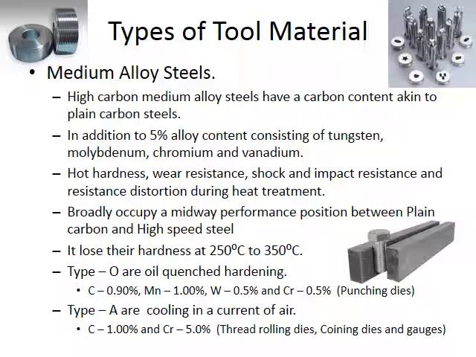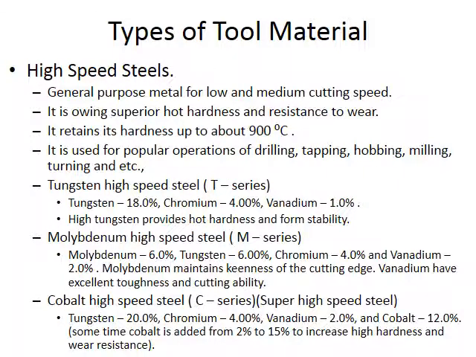So this is about the medium alloy steel. It is very important. In the case of high speed steel, briefly written as HSS, generally it is used for low and medium cutting speeds. First, it has superior hot hardness and resistance to wear. Third, it retains its hardness up to about 900 centigrade. It is used for popular operations like drilling, tapping, hobbing, milling, turning and so on.